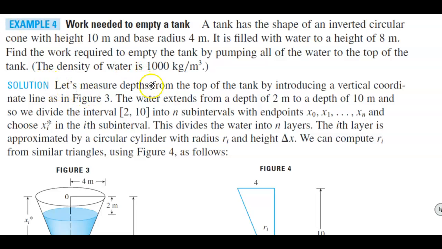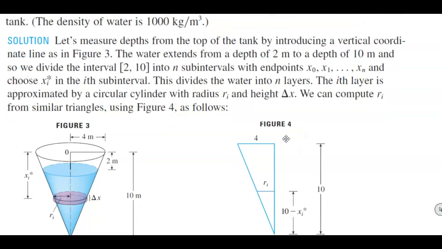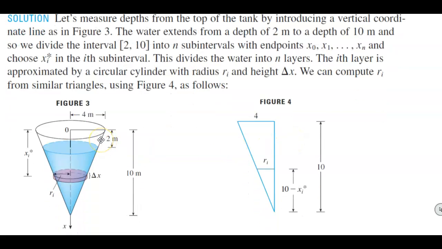Now, let's measure depths from the top of the tank by introducing a vertical coordinate line, as you can see here in figure 3. The water extends from a depth of 2 meters to a depth of 10 meters. And so we divide the interval from 2 to 10 into n subintervals with endpoints x subscript 0 all the way to x subscript n. And then we're going to choose this x subscript i in the ith subinterval. This divides the water into n layers.